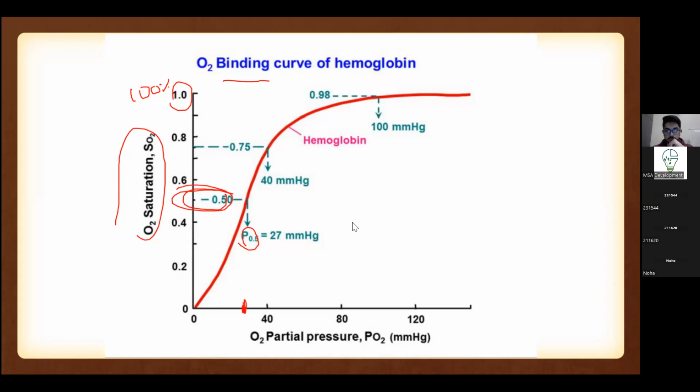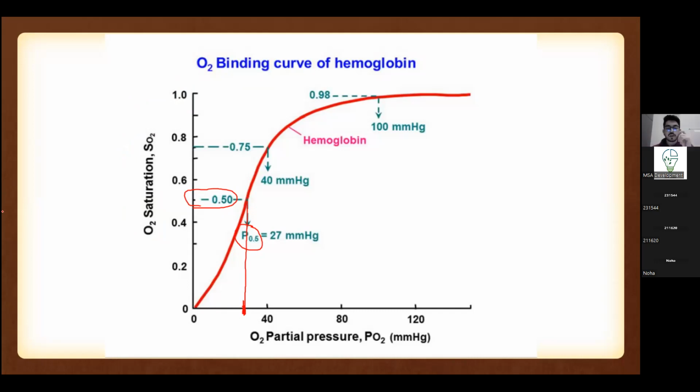Basically, the first important point that we're going to use is P50. P50 is the point of partial pressure at which we have a saturation of 0.5, as you can see here. What does a saturation of 0.5 mean? It means that 50% of all the binding sites of oxygen are actually occupied with oxygen.